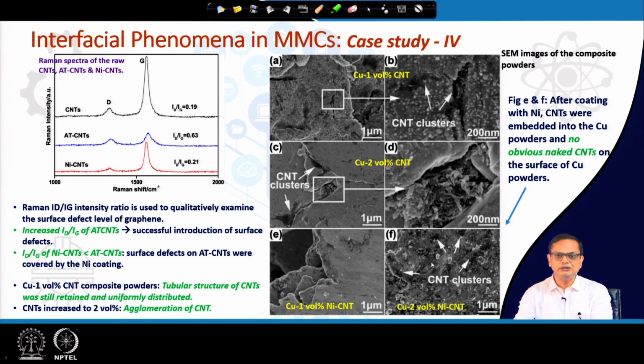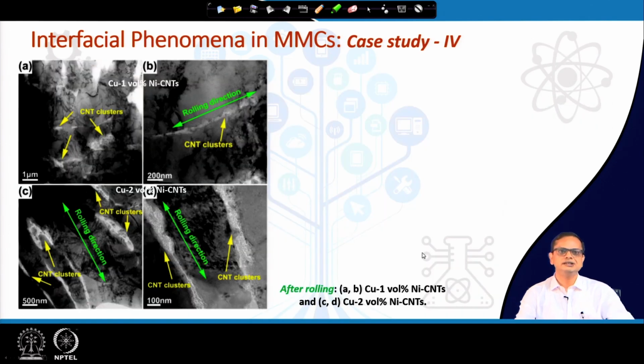All right. Now, let us see what happens with the microstructure once it has been sintered and, in this case, cold rolled. So, you see the microstructure has been shown here in the TEM images. Few things are very clear here. These two images are for 1 volume percent and these two are for 2 volume percent. So, the number density of CNT is increasing obviously, as you can see here there are a lot of CNT clusters, and you can see these clusters here.